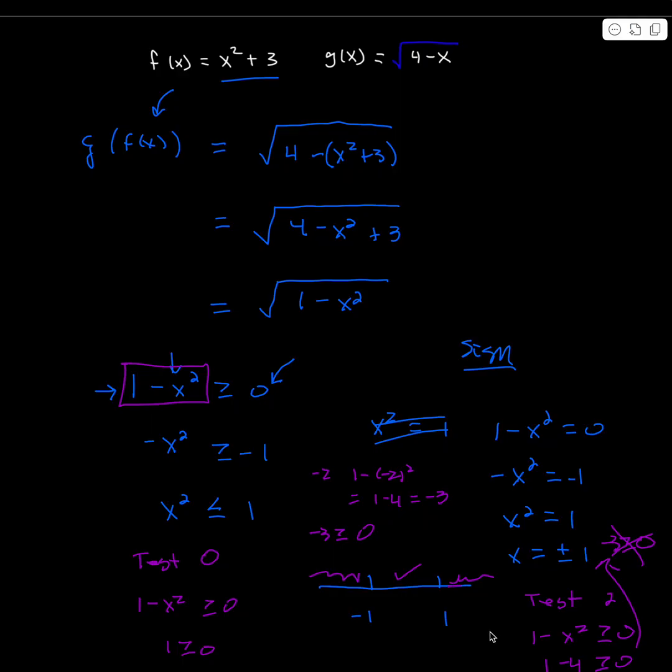So in this case, probably the most complicated one that you will encounter, the domain would be -1 to 1, and -1 is included because of the equal part. We can have it equal to 0. So the domain of this would be -1 to +1 inclusive.